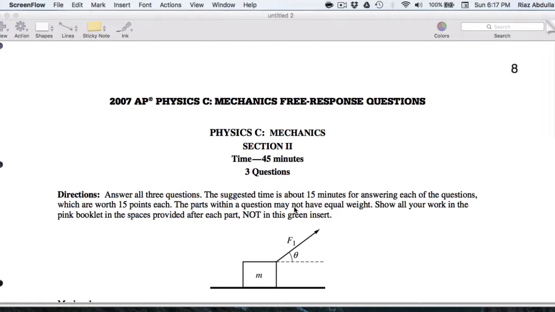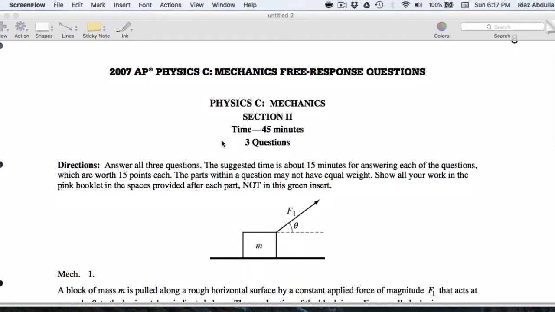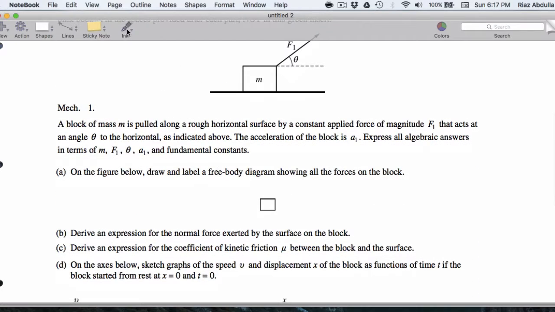All right, practice exam number 2. Let's take a look at this force problem, and we begin with a free body diagram. So I have F1 at an angle theta. You don't have to draw that, but I like to. We have the friction force opposing the motion.